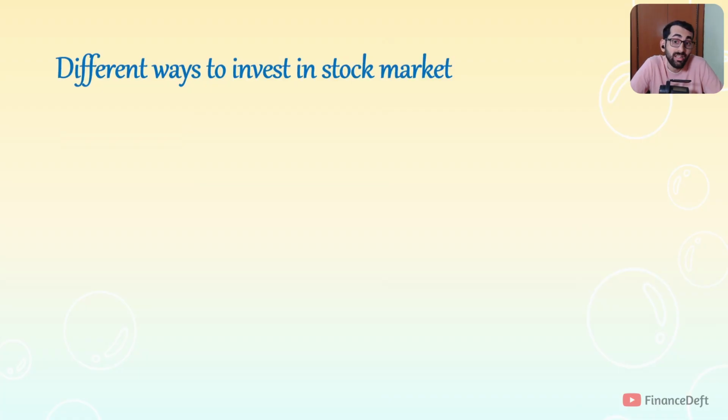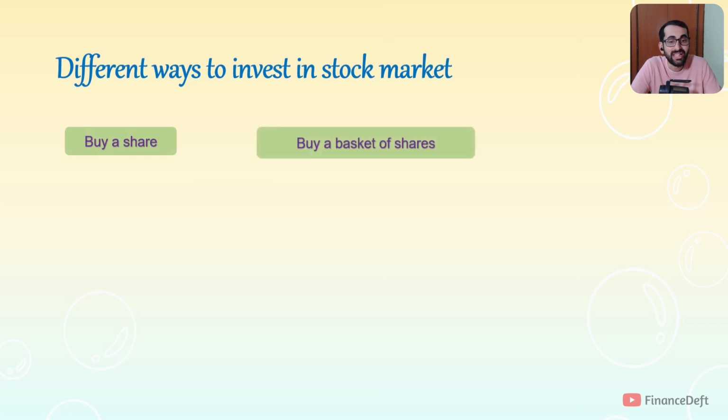Now let us see different ways in which you can invest in the stock market. As we have seen earlier, there are two ways in which you can invest. One is buying a share or buying a basket of shares. Buying a share means you go to your broker and say, I want to buy these many shares of HDFC Bank or Reliance or whichever company you want to buy, and place the order there.